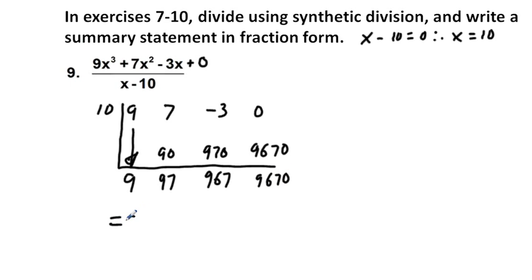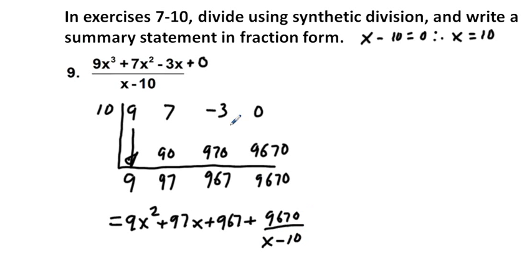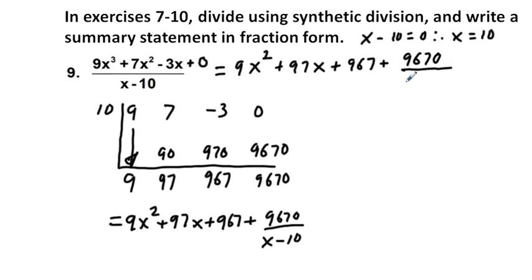So we're going to have 9x squared plus 97x plus 967 plus 9,670 over x minus 10. And we're going to write our summary statement up here at the top. Same thing: 9x squared plus 97x plus 967 plus 9,670 over our divisor, which is x minus 10. So that would be our summary statement, and this we box in as our correct answer.